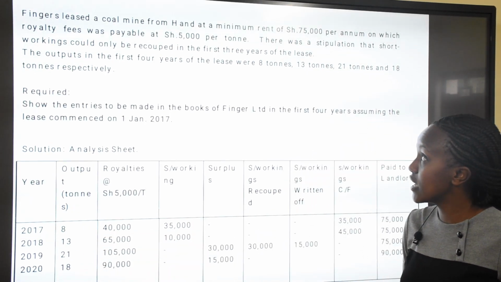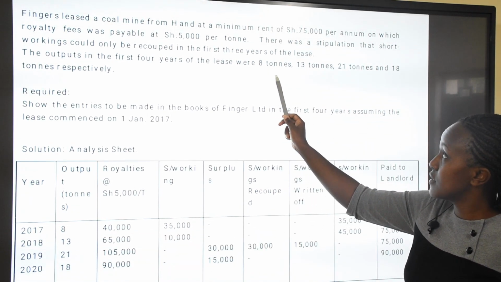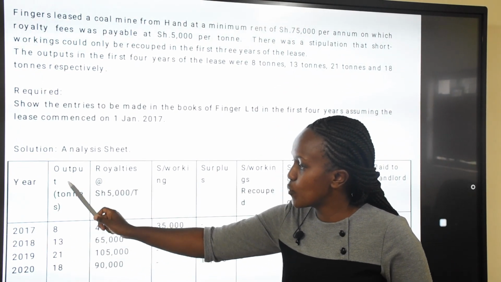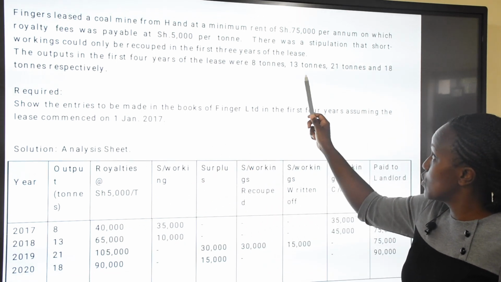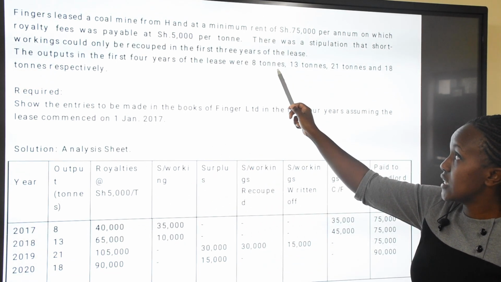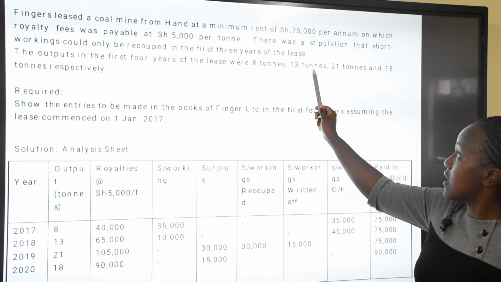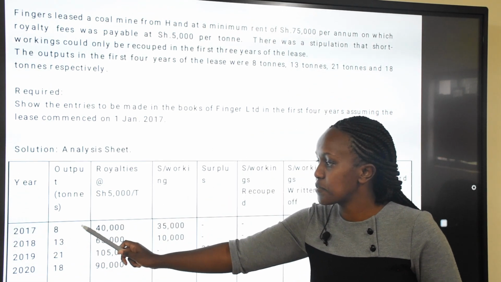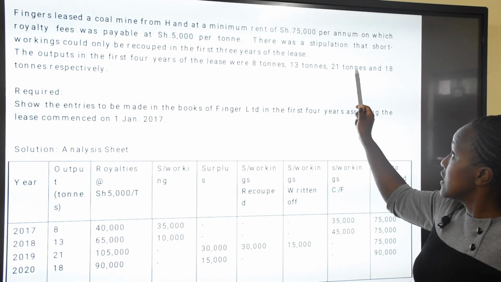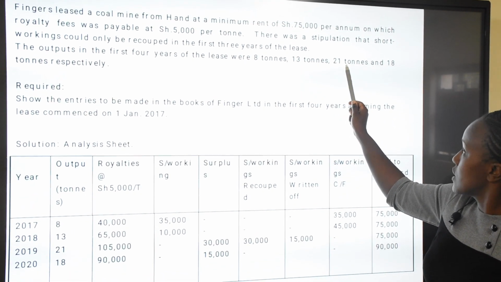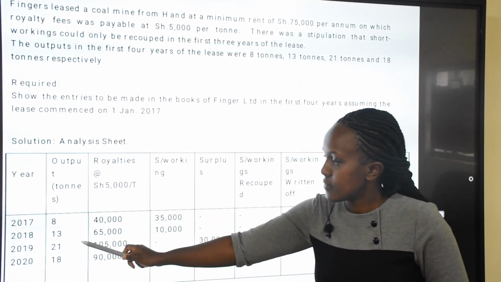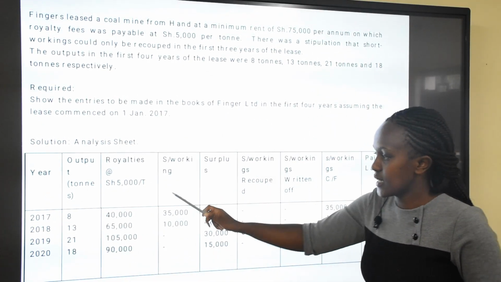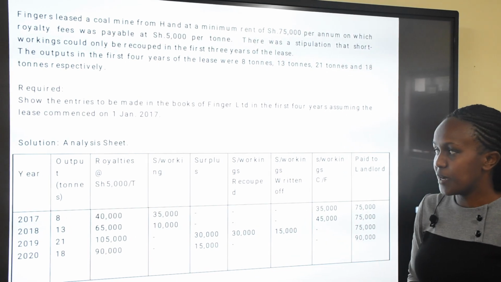So we have 4 years here, that is from 2017. We are told in 2017 the output was 8 tons, which we have here. In the second year, it is 13 tons, which again we have here in 2018. In 2019, the output is 21 tons, like that. 2020, the output is 18 tons, as represented there.